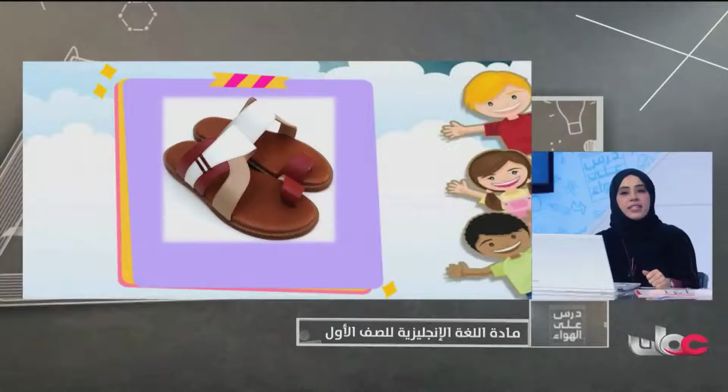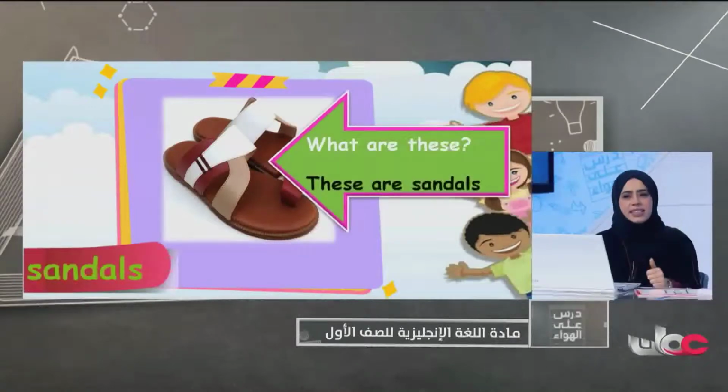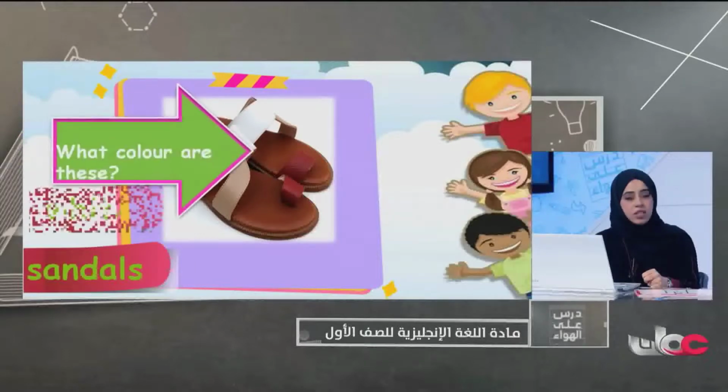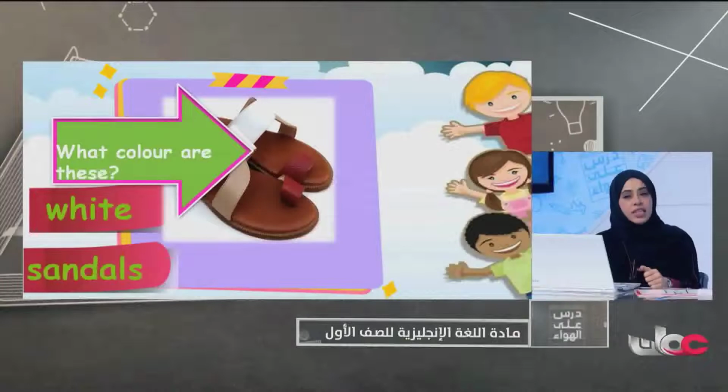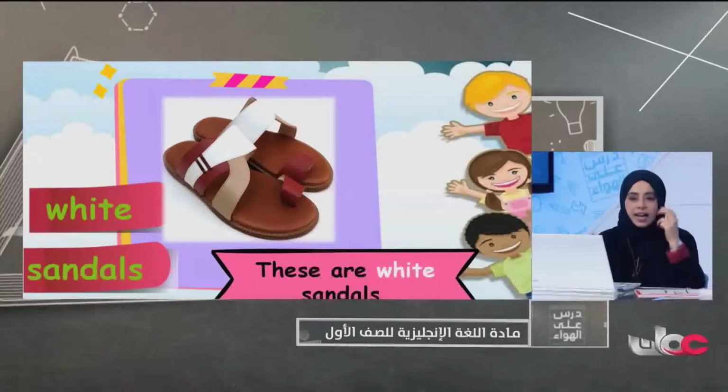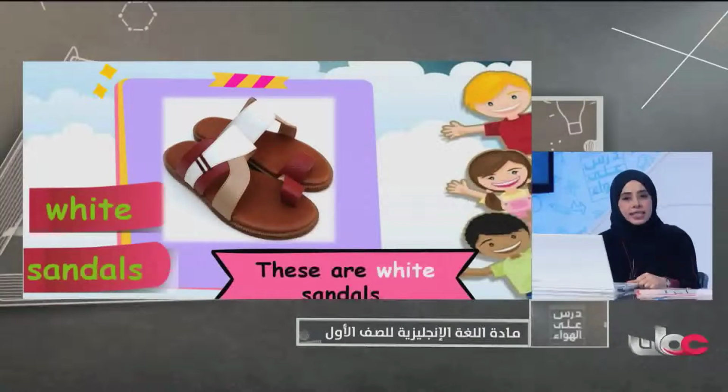Let's move on, and this time we are seeing something different. What is it? What are these? There are two pieces of this. These are sandals. And what color of these sandals? It's a mix of colors, but we can say the color of these sandals is white. You can say white, you can say brown. So what will the sentence be? These are white sandals.